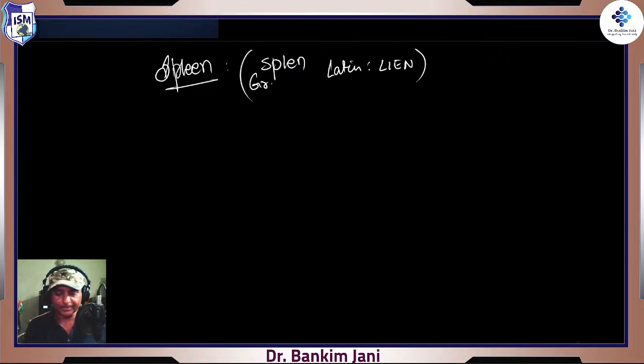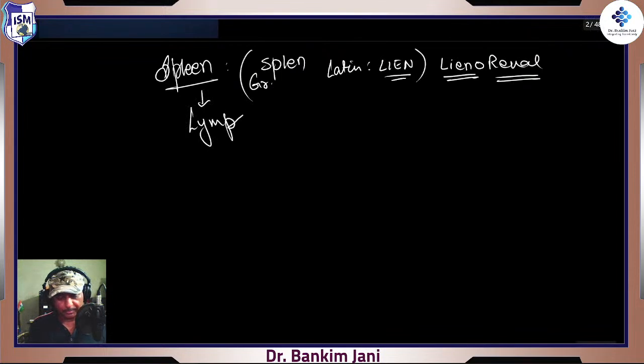So in Greek, this is spleen, and in Latin, it is lien. So that's why that ligament was the linorenal ligament, related to spleen and kidney. So this spleen, in adult, is like a lymphatic organ.